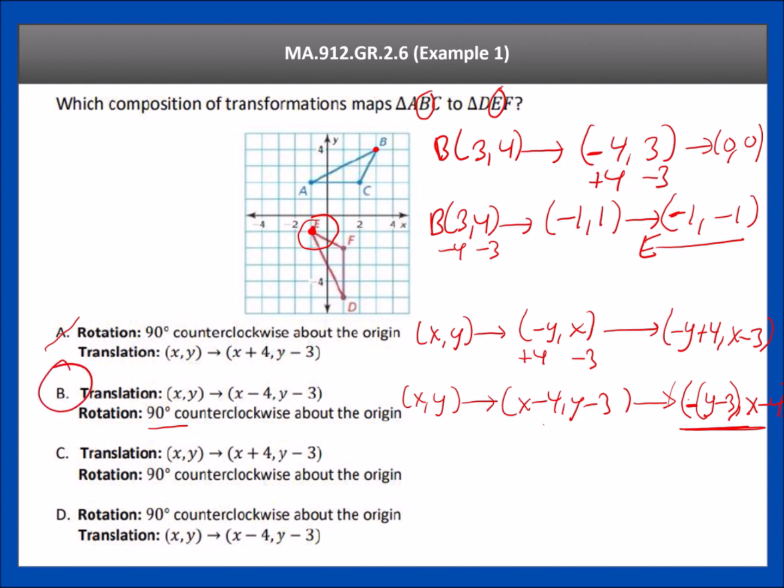Okay, and I'll leave it to you as an exercise to verify that C maps to F and A maps to D with these transformations.